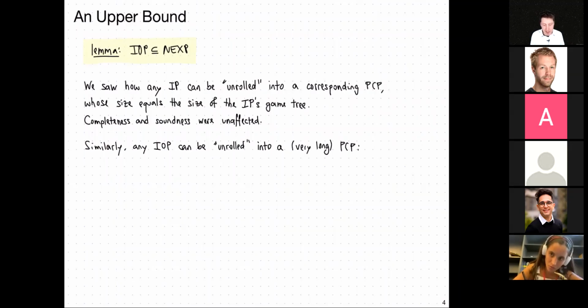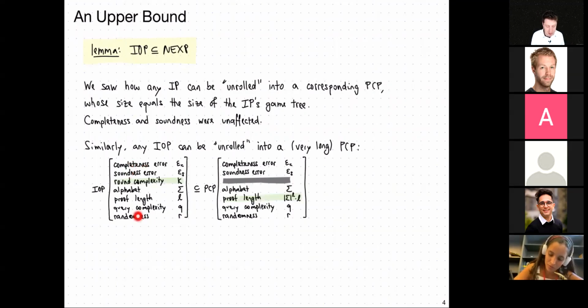Now, you can similarly take any IOP and again unroll it into a very long PCP, right? You can think that you have some IOP with some parameters, and then you turn it into a PCP by just unrolling everything. You won't have any round complexity here, but now your proof length might be some very rough upper bound on the game tree. If you had some proof length and some alphabet for the IOP, then the size of the tree is not going to be larger than this, because these are all the possible things that the verifier could have sent, all right?